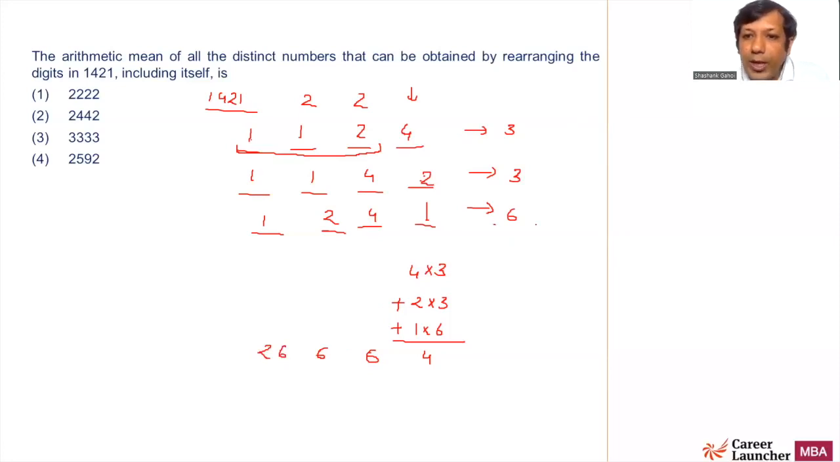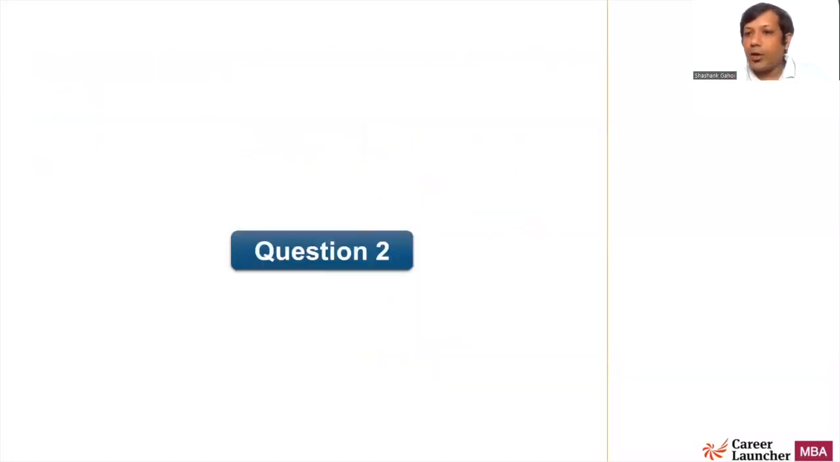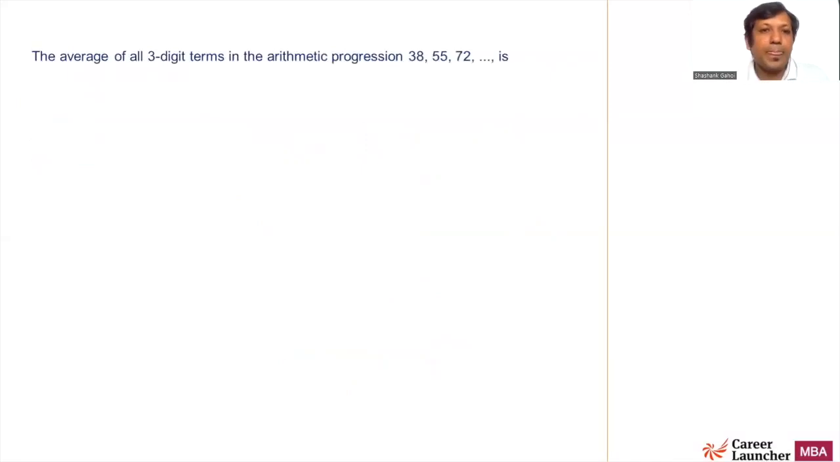Now, what are the total possible numbers I'm getting over here? That is 12. So what is my average? That is going to be 26664 divided by 12. So this comes out to be 2222. So my answer to this question is going to be option 1, that is 2222. Now I'm going to start question number 2.